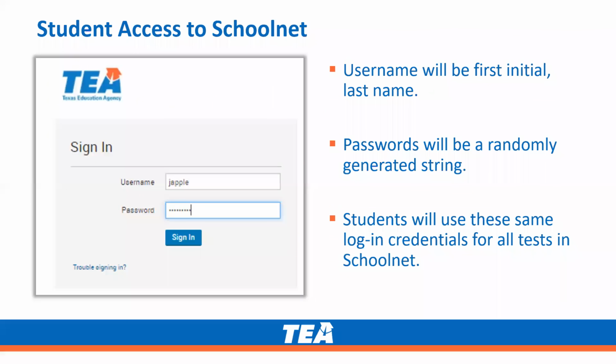Okay, so again, you will distribute those login credentials and the testing passcodes to your students based on your district policy. So this is what it's going to look like for the access for students to SchoolNet. So the username is going to be the first initial and the last name, and it may include numbers if you have students who were John Smiths or Juan Garcias. So here, that is what the username will be. Then you'll have passwords. Those passwords will be a randomly generated string. And students are going to use those same login credentials to log into SchoolNet for all of their tests.